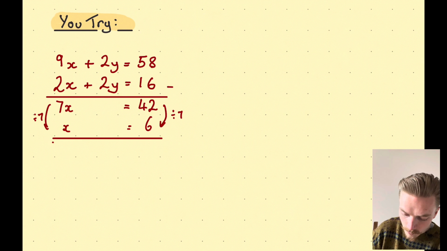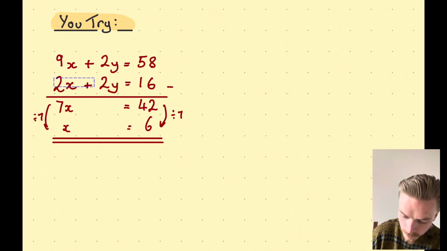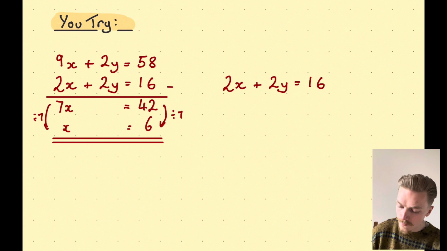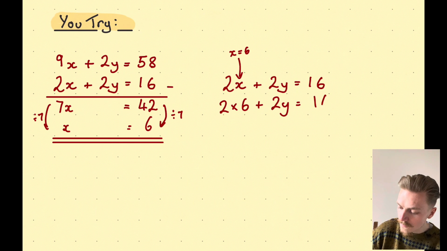Then I've got to choose, what am I going to put that into? Which one? Well, this one does have lower numbers. We'll go for that one. Although it doesn't make a difference. If you went ahead and tried the other one, it would get you the exact same answer. We're going to substitute in. My x is 6, so this means 2 times 6 plus 2y is 16.